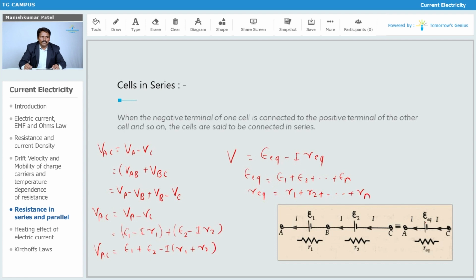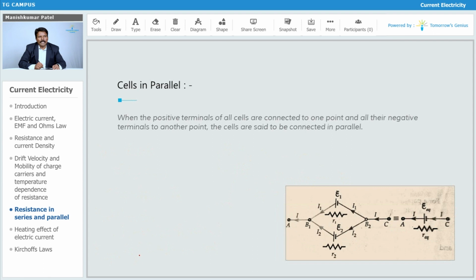By putting in these values, you can get the required R equivalent, or you can find the potential difference across its n terminals when we connect the cells in series. This is how you get the expression for the voltage when the cells are connected in series. Similarly you can do it for the parallel case also.